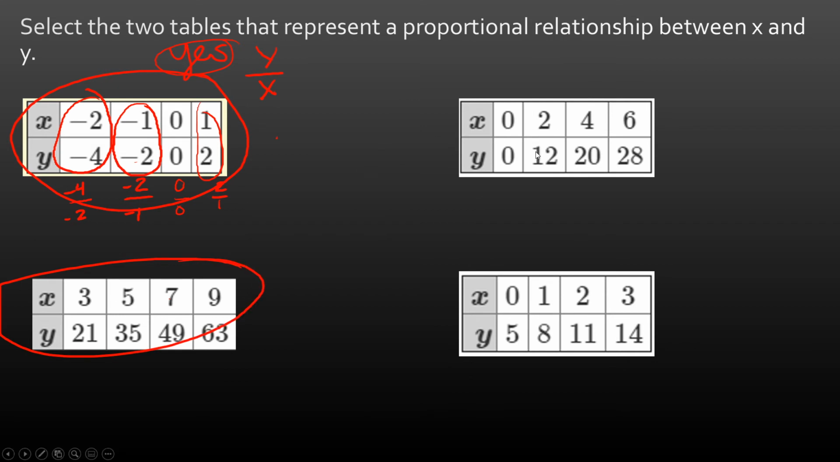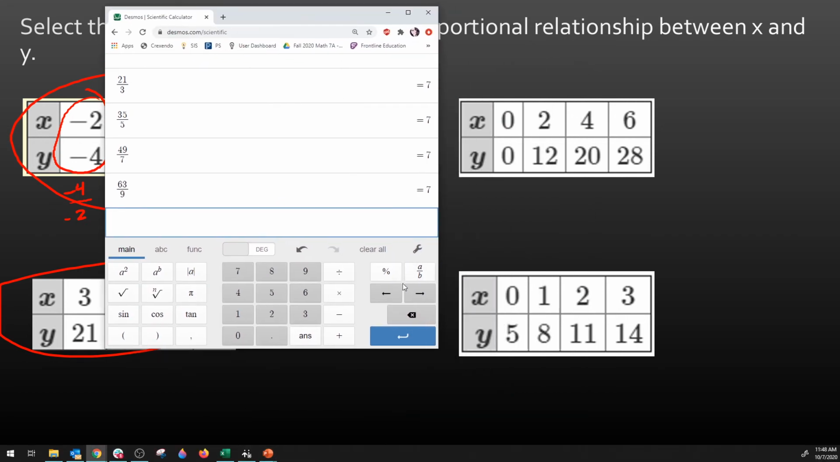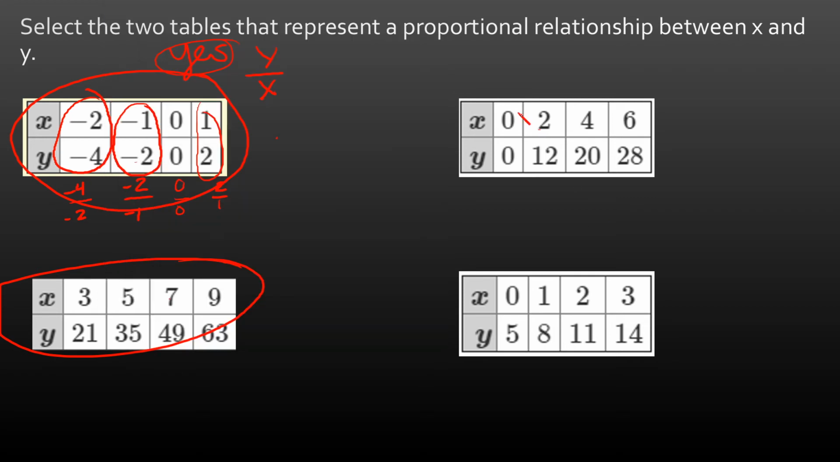Let's double check this one over here just to make sure. 0, 0, I don't need to type in. I have 12 over 2, 20 over 5, and 28 over 6. So you can see here that these numbers are not the same. Since they are not the same, that means this table is not proportional, and neither is that one.